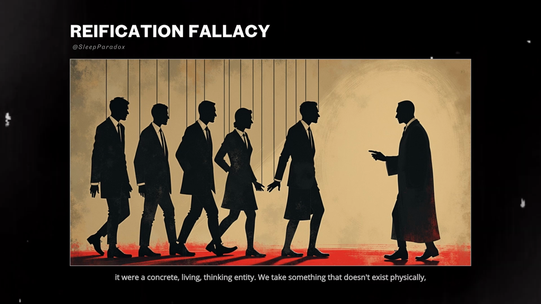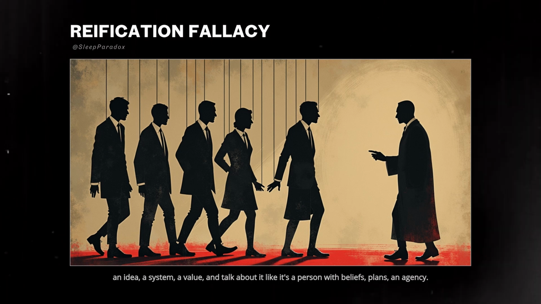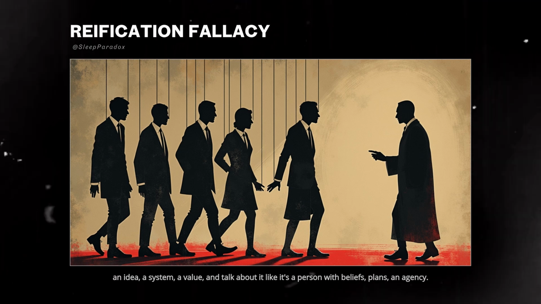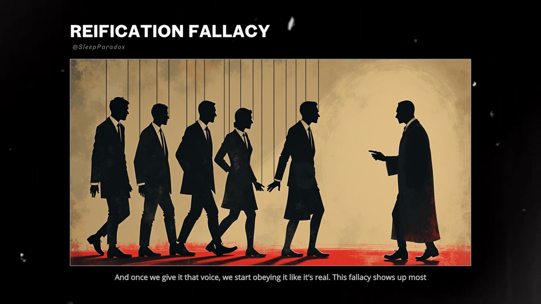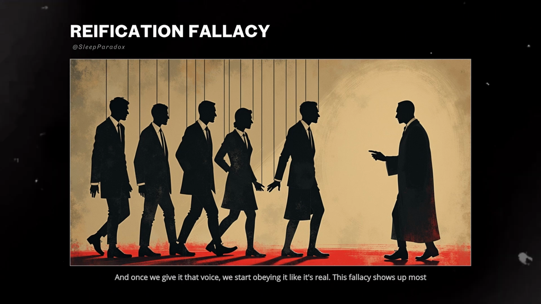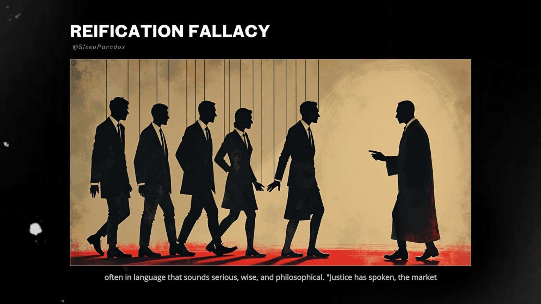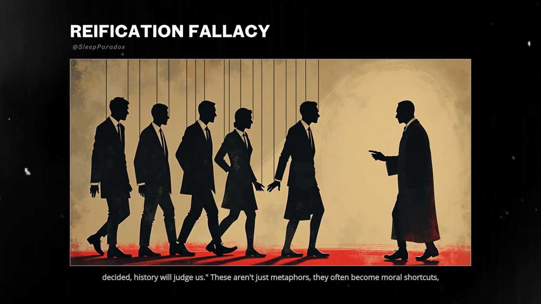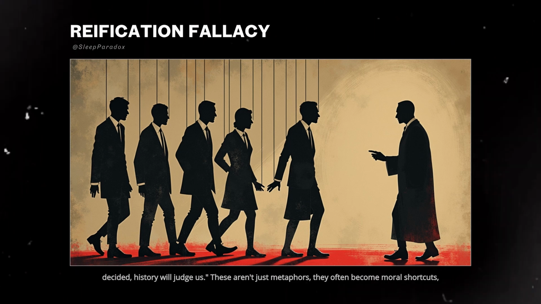We take something that doesn't exist physically, an idea, a system, a value, and talk about it like it's a person with beliefs, plans, and agency. And once we give it that voice, we start obeying it like it's real. This fallacy shows up most often in language that sounds serious, wise, and philosophical. Justice has spoken, the market decided. History will judge us. These aren't just metaphors.